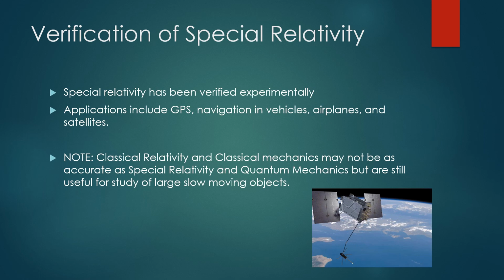However, when studying objects at the microscopic level and moving at speeds greater than 1% of the speed of light, then the more modern theories of special relativity and quantum mechanics should be used instead of the classical ideas.